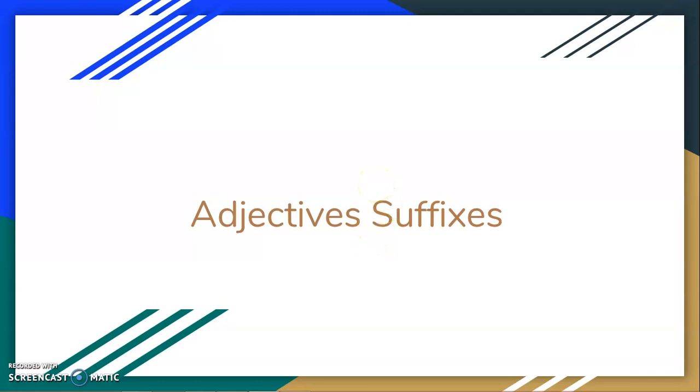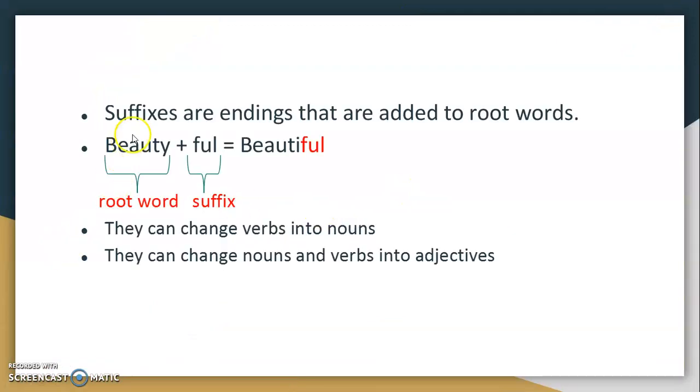Hi, in this video, we will be learning about adjective suffixes. Suffixes are endings that are added to root words. For example, the root word beauty, when added with the suffix ful, becomes beautiful. Suffixes can change verbs into nouns and can also change nouns and verbs into adjectives.